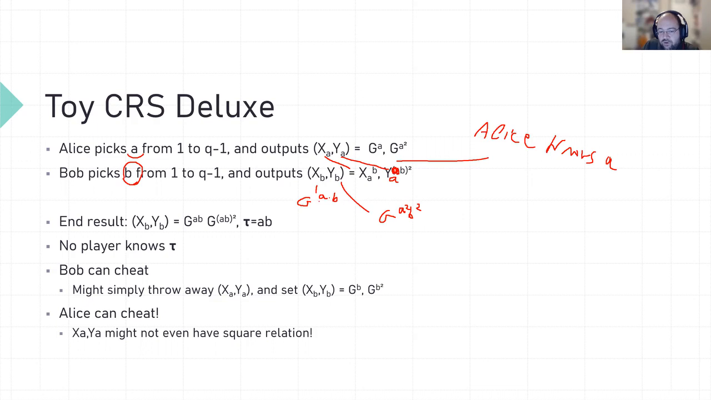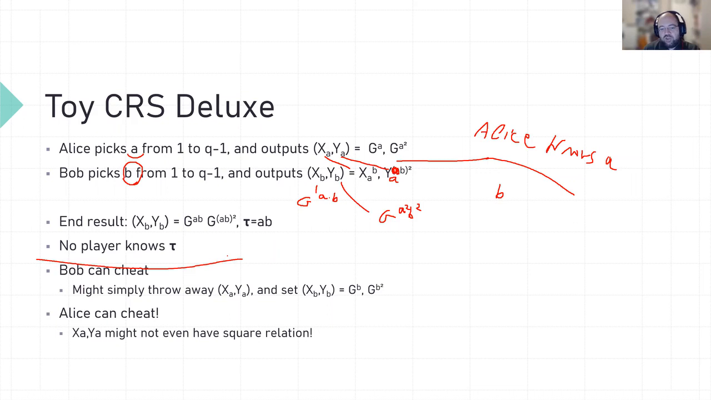And what we're hoping for, and what we can actually believe, at least at this level, is that since Alice only knows A, she does not know A times B, and since Bob only knows B, he does not know A times B, and same for their square. So great, we have something that ensures that neither player knows what the secret is unless they cheat. And at this point, this protocol does not prevent cheating.